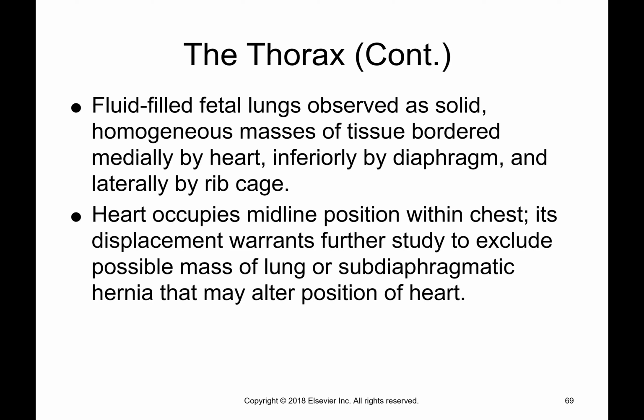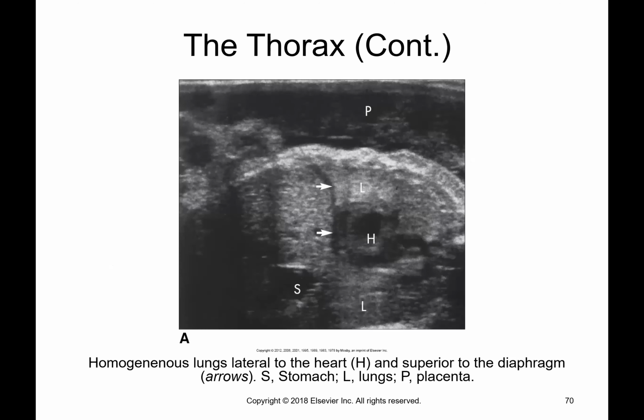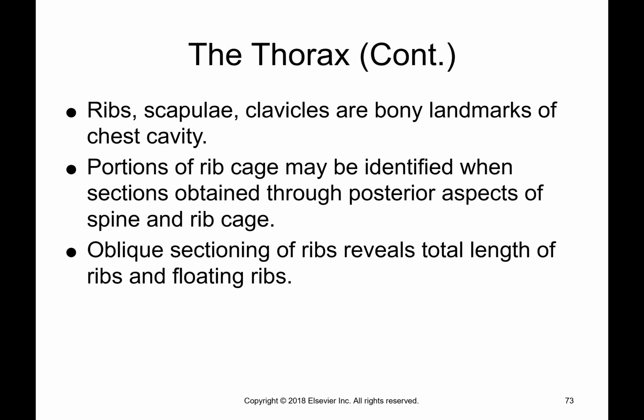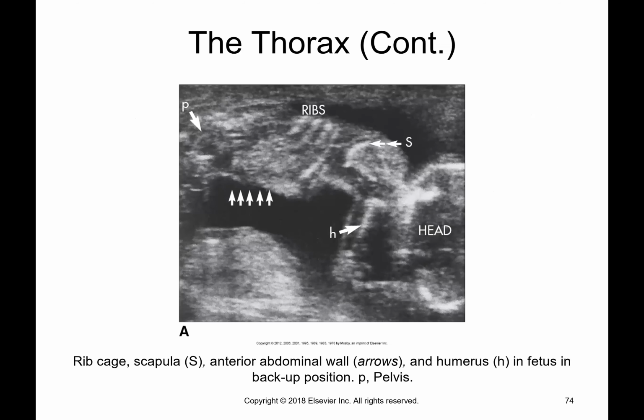Fluid-filled fetal lungs are observed as solid homogeneous masses of tissue bordered medially by the heart. And the heart occupies a midline position within the chest. So this is a beautiful picture of the four chamber heart. 1, 2, 3, 4 chambers of the heart. It's what we want to see. And then next to it, these are the lungs. There's one lung and there's the other lung. We want to see them nice and homogeneous. You'll also see the ribs, scapula, and clavicles too. And the rib cage. So these are little ribs in the chest.